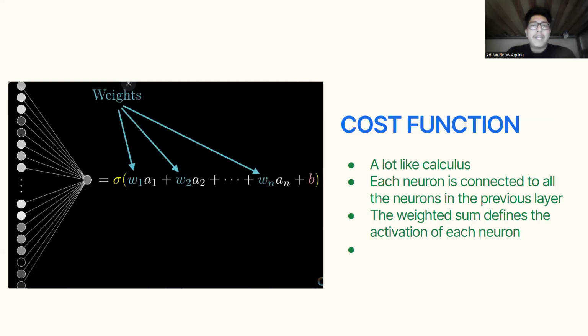This is when we get into the topic of the cost function. It gets a little easier along the way, but you could think of it as similar to calculus due to the equations and vectors it has. Like I said before, each neuron is connected to all the neurons in the previous layer, and each connection has a different weight value. The weighted sum defines the activation of each neuron, and depending on the value, it determines how bright the neuron is, or what its grayscale value would be.